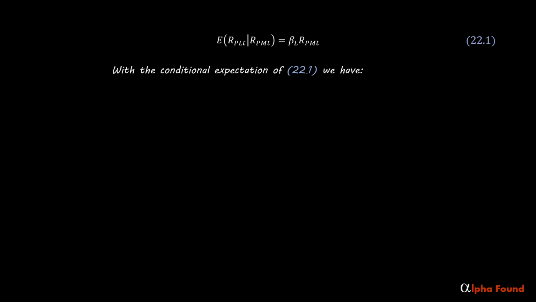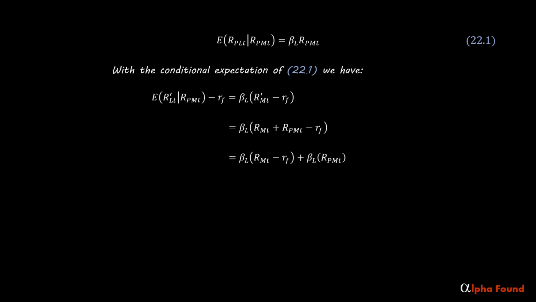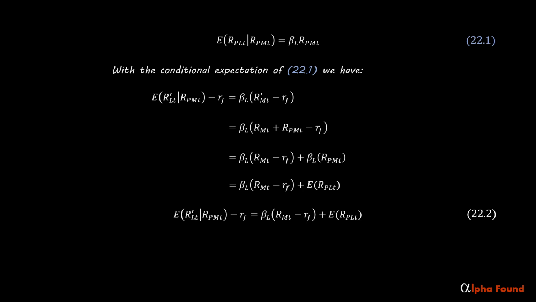With the conditional expectation of equation 22.1, we have the expected total return of the low CAPM beta portfolio in period t given the market perturbation minus the risk-free rate equals the low ideal beta times the excess return of the market. You can follow the algebra, with the result that, like most expectations, it's not usually realized.